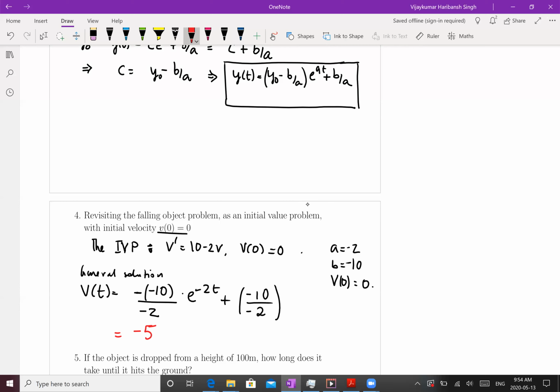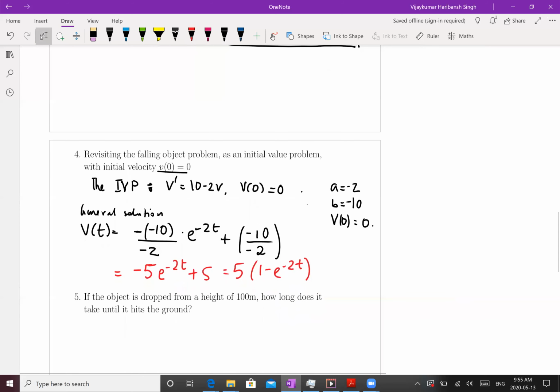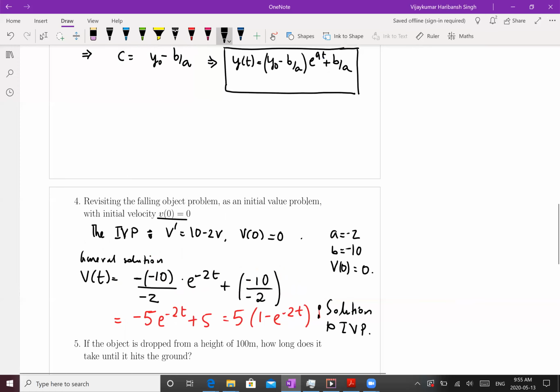Then what do I get? Minus 5 e^(-2t) plus 5. Or I can take 5 common, and rearranging slightly, we have 5(1 - e^(-2t)). So this is your solution to the IVP. All right, so this solves this problem.